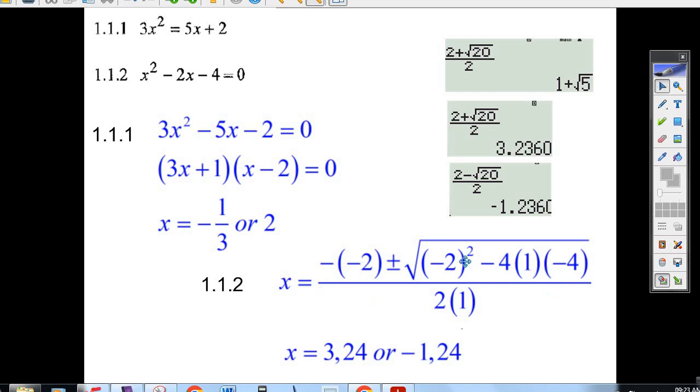You put that in there like that, press equals, and it'll come up as 1 plus root 5. If you try it with plus, and then try it with minus, you'll get 1 minus root 5, but they like it as a decimal rounded off to the nearest hundredth. So here's your answer: x is 3.24 or negative 1.24. Make sure you know how to do that quadratic formula.